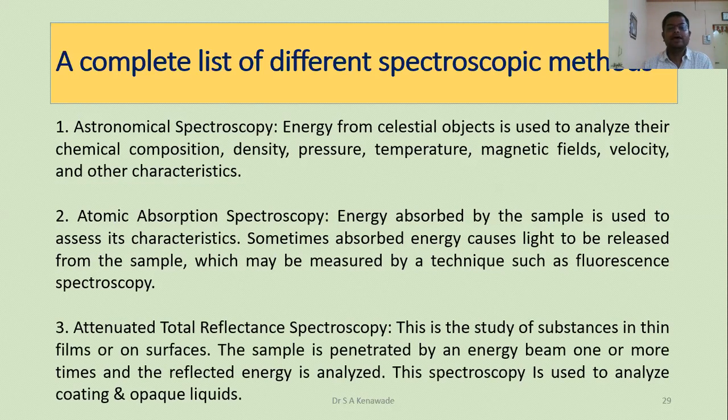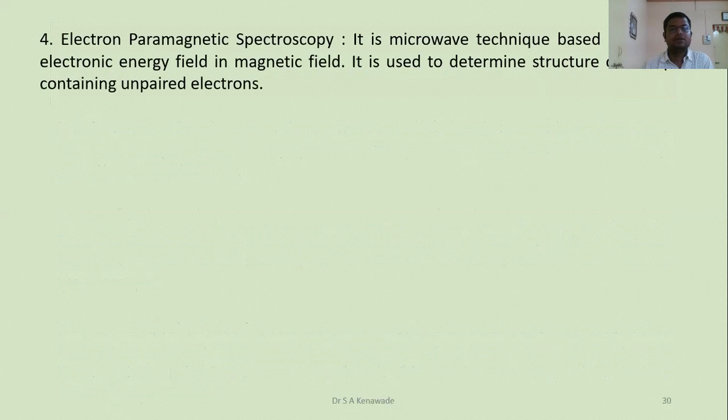Next one is attenuated total reflectance spectroscopy. This is the study of substances in thin film or on surface. The sample is penetrated by an energy beam one or more times, and the reflected energy is analyzed. This spectroscopy is used to analyze coatings and opaque liquids.